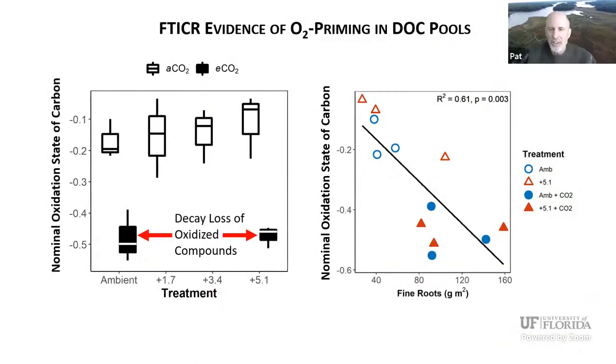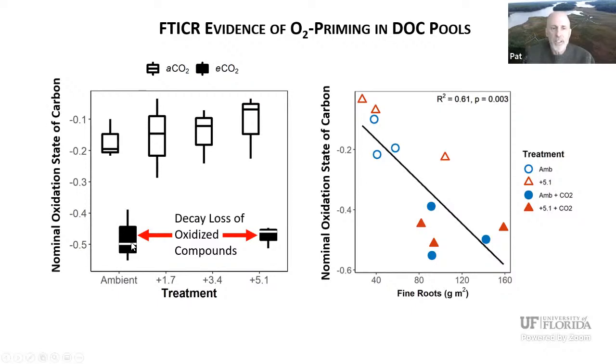Decomposition is a hard thing to measure when you're talking about soil organic matter, but we do have some evidence to suggest that that's exactly what happened. And this evidence comes from detailed analysis of the dissolved organic carbon pools in this system. Let's start on the left, and what you see in these open box plots is the warming treatment by itself. And on the y-axis, we have something called the nominal oxidation state of carbon, which I won't try to explain right now, but the way to interpret it is that a lower nominal oxidation state means that there's been more aerobic decomposition of organic matter.